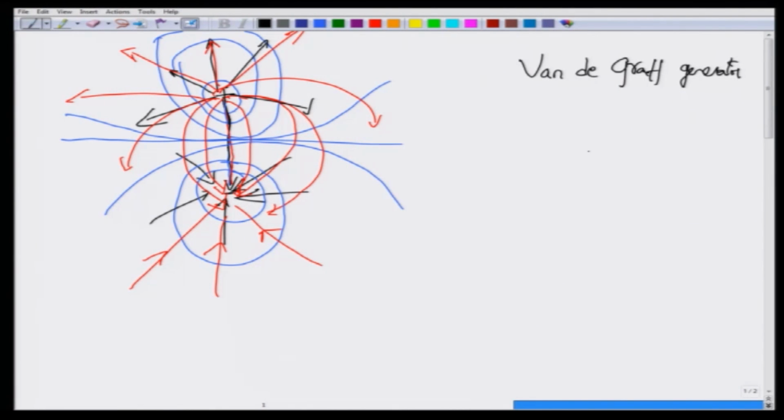Okay. How does a Van de Graaff generator look? It actually is very simple. Conceptually, there is an insulating piece covering up a metal, and then there is a big shell of a large radius that is made up of metal.